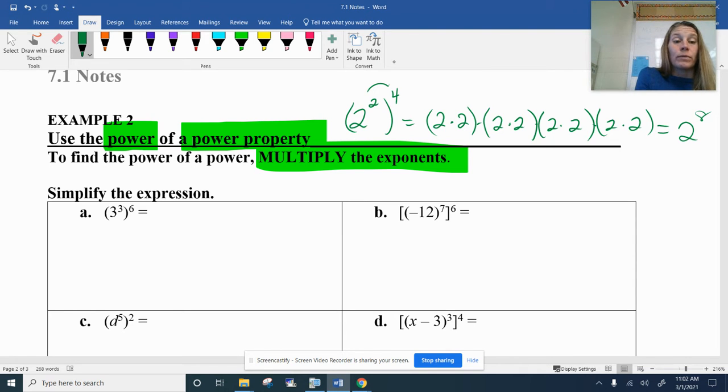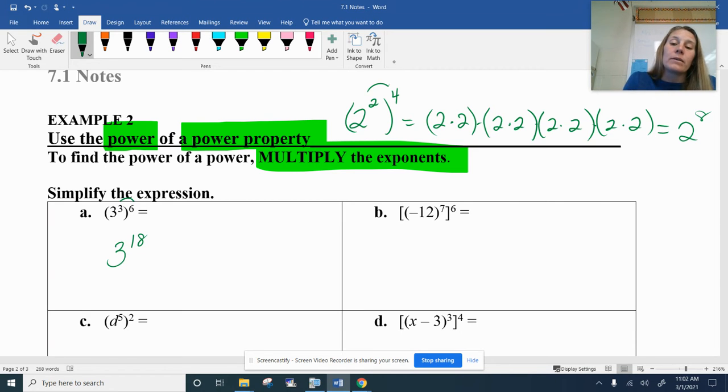So here we have 3 to the third raised to the 6. So we're saying we want to multiply 3 by itself 3 times and then do that 6 times. So 3 times 6 is 18. So this would be 3 to the 18th power.